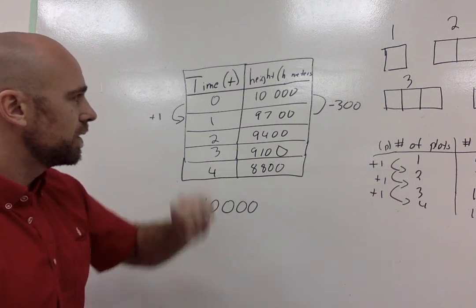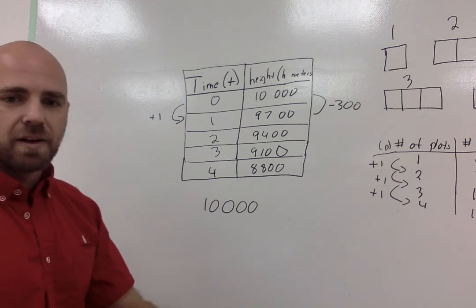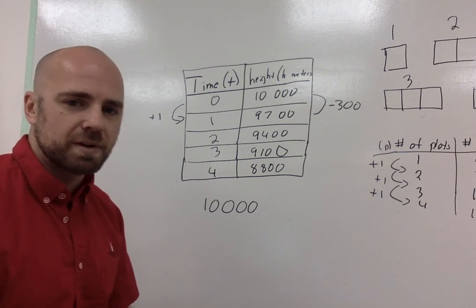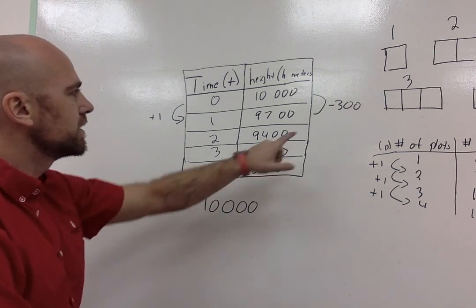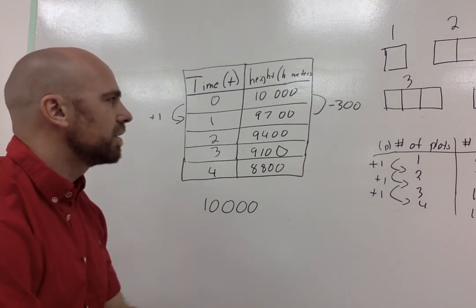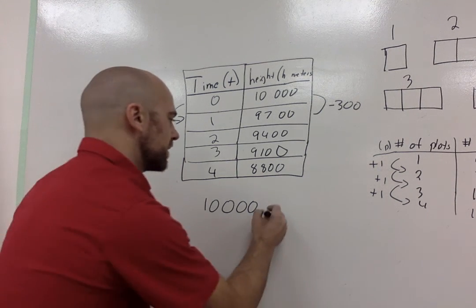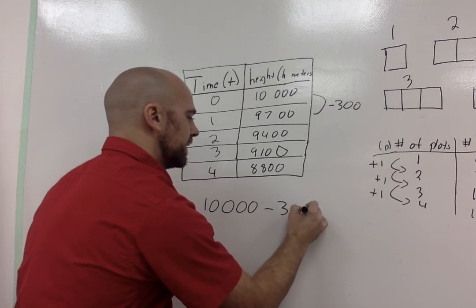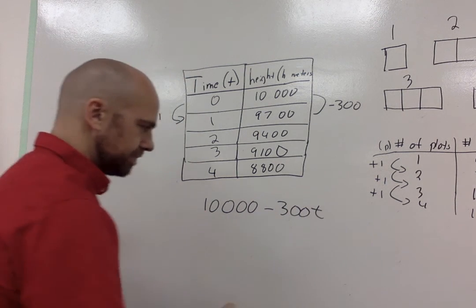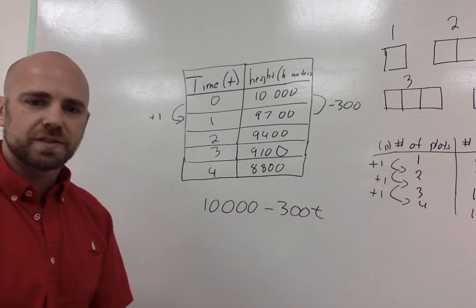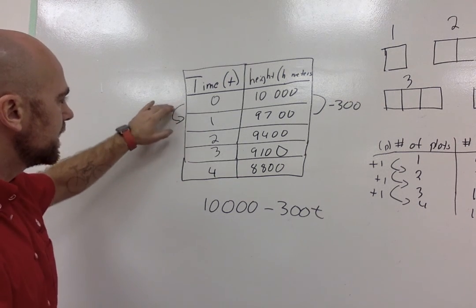So now let's see what we have going on. I'll explain that again, because we can do it another way. Now we have it going down by 300. So 300 becomes what we would call our numerical coefficient, so minus 300t. t is for time. So every minute it's dropping.